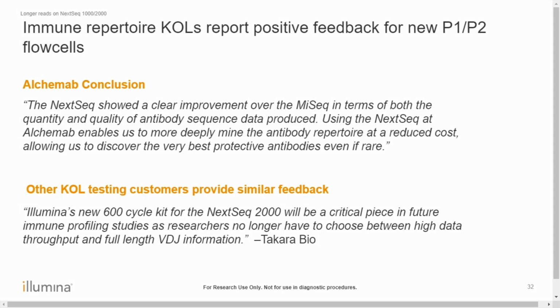We don't have time to go into all of the data, but we did get similar feedback from other KOL sites studying the immunome, including Takara Bio, who similarly reported that Illumina's new 600 cycle kit for the NextSeq 2000 will be a critical piece in future immune profiling studies, as researchers no longer have to choose between high data throughput and full-length VDJ information. And with that, I'll turn things over to Deepthi to talk about onboard DRAGEN.